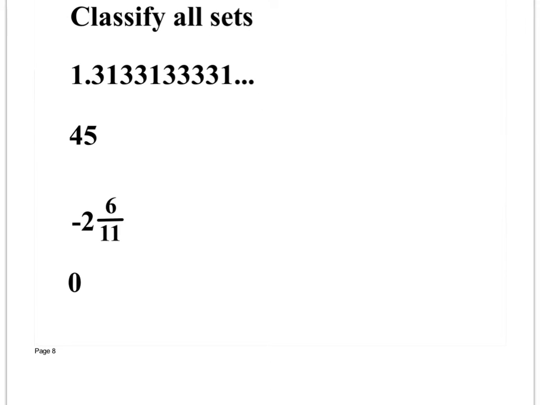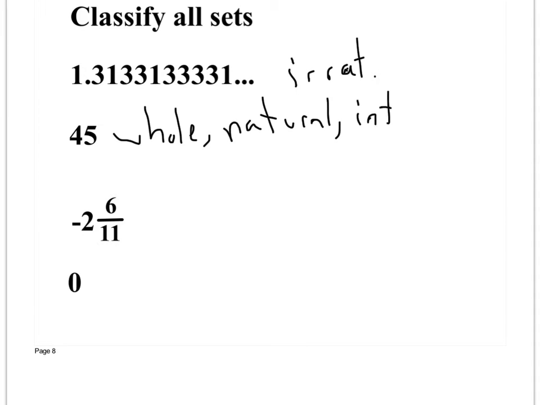All right, write these down. We're going to classify numbers. We have 1.3133133... What is that? Irrational. That's going to be irrational. It doesn't have a certain pattern, and it doesn't end. So I'd write irrational. You can abbreviate, I'm fine with that. 45. What is it? It is a whole number. It is a natural number. It is an integer. It's also a rational number.